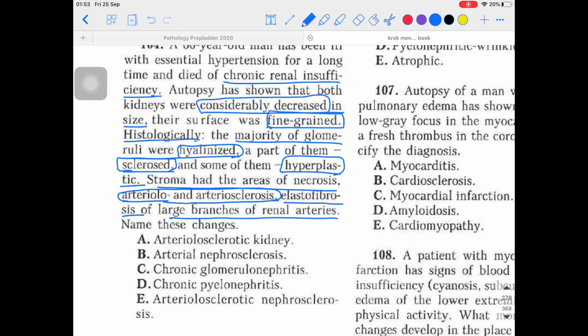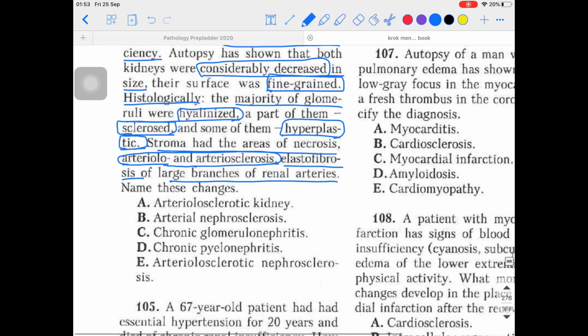Hyperplastic. Look at the options: arteriosclerotic kidney, arterionephrosclerosis. A option can be there, B option can be the answer, because they said nephrosclerosis, the kidney was sclerosed. Nephron means nephrons are present in the kidney, right? The basic structural and functional units of the kidneys are the nephrons. 1.2 million nephrons are present in one kidney as far as numbers are concerned.